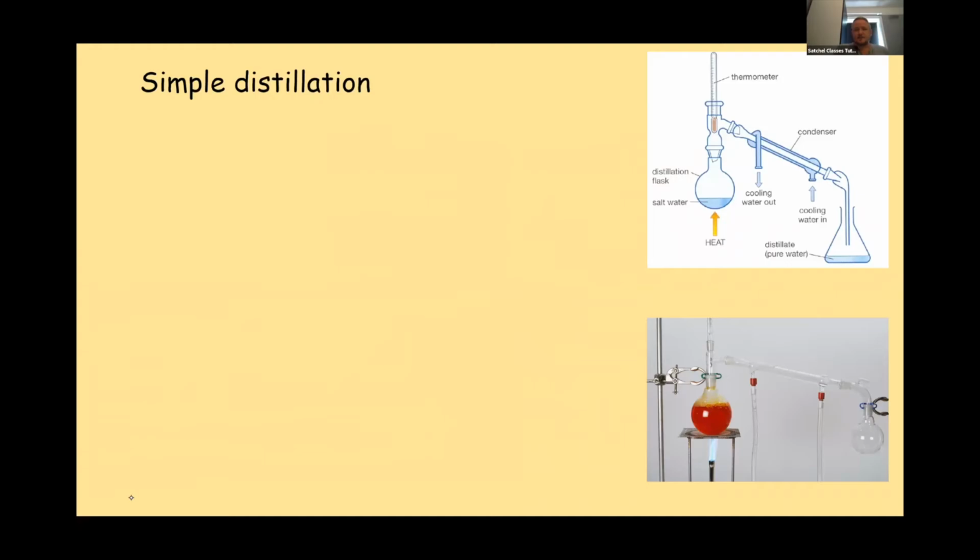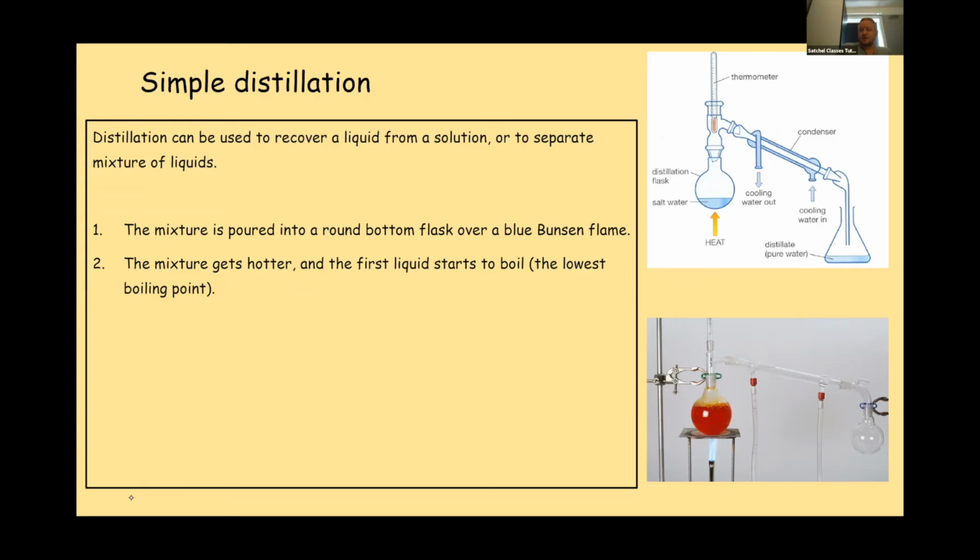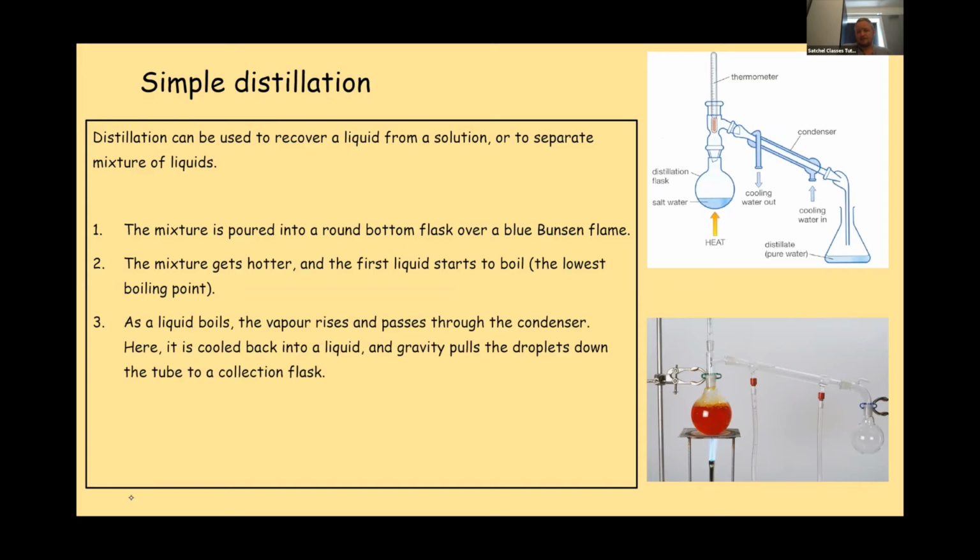Simple distillation. This is used for a mixture of liquids. Distillation can be used to recover a liquid from a solution or to separate mixtures of liquids. The mixture is poured into a round bottom flask over a blue Bunsen flame. The mixture gets hotter and the first liquid starts to boil at the lowest boiling point.